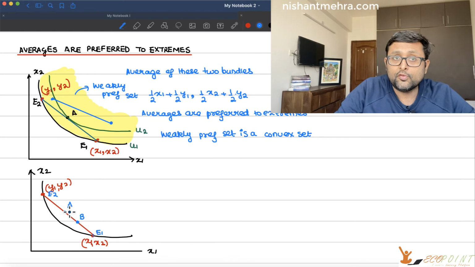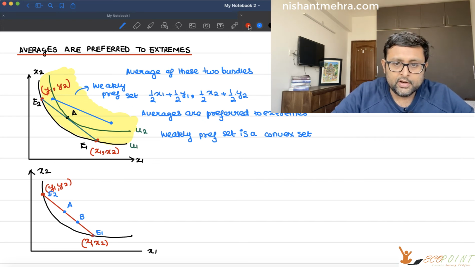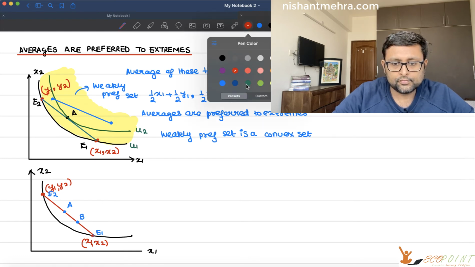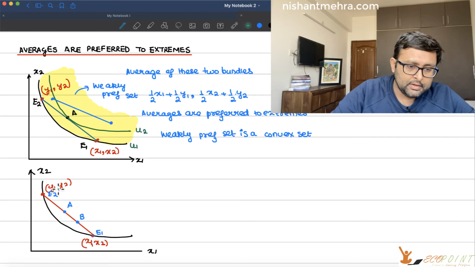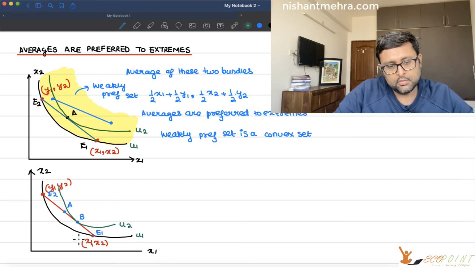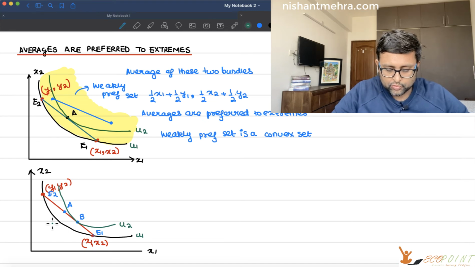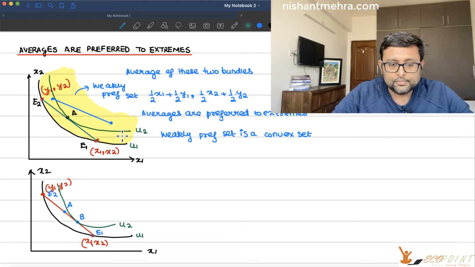So this is not only true for this A bundle, it could be any weighted average, not necessarily just an average, it could be any weighted average. So even the curve which you're going to draw from point B, that also is going to lie above, right? So this is not only true for the weight which is half, it could be anything.